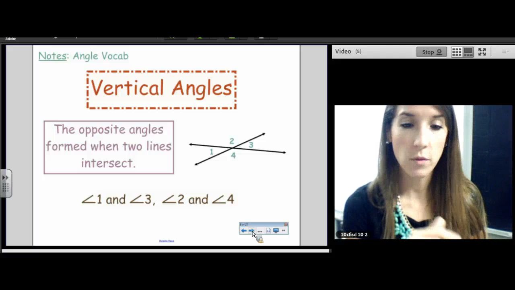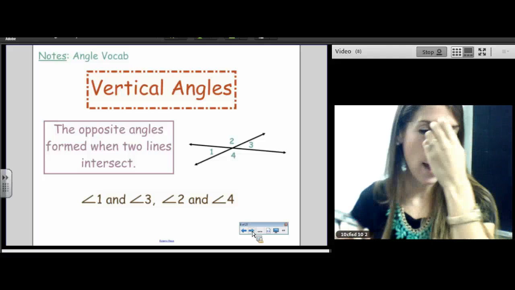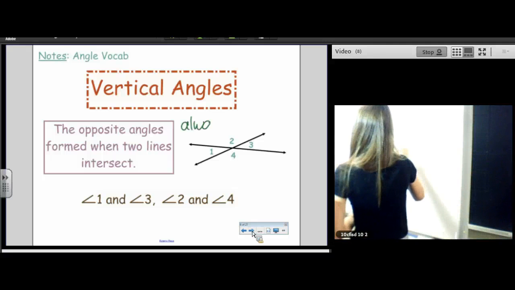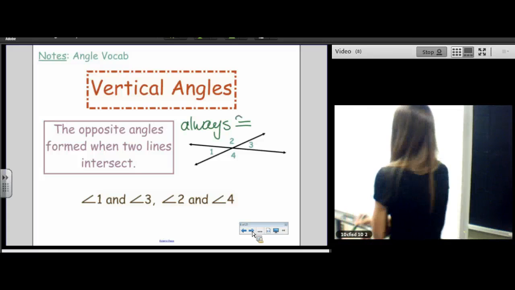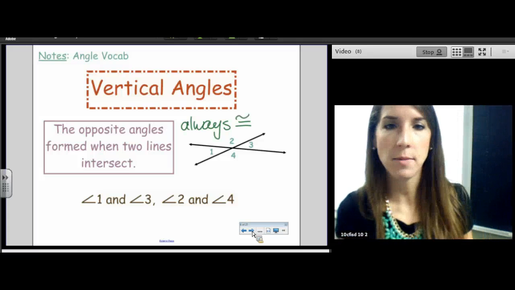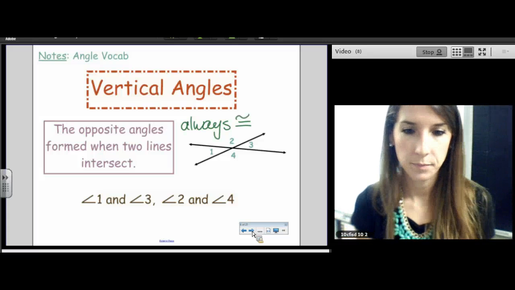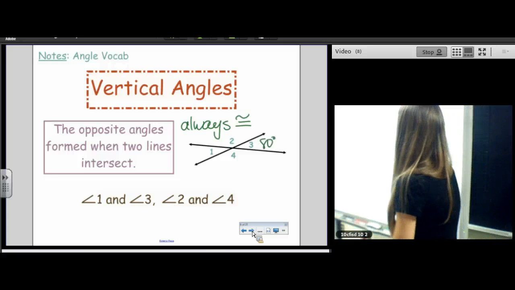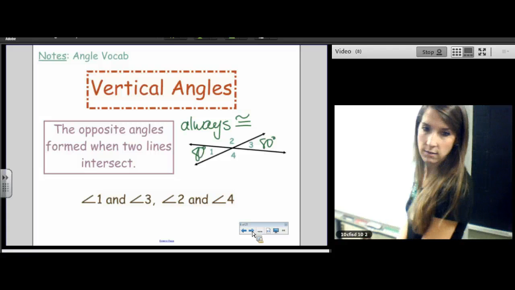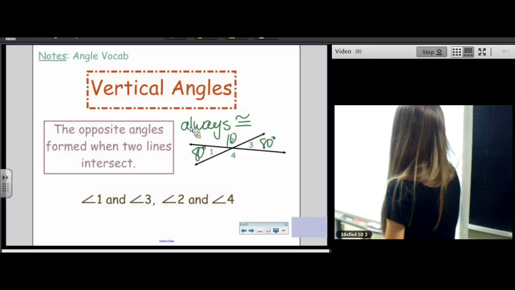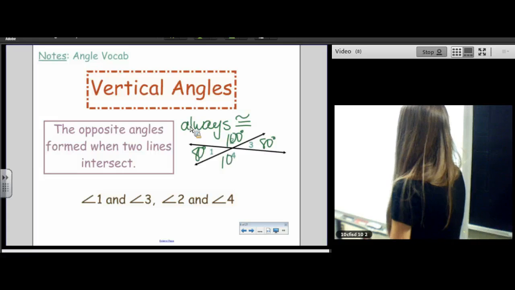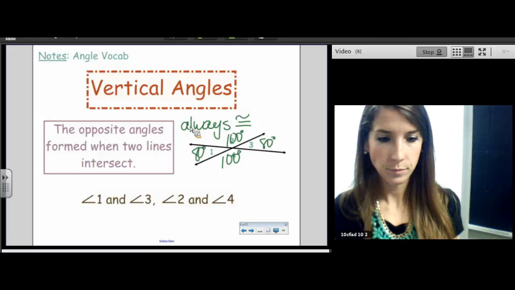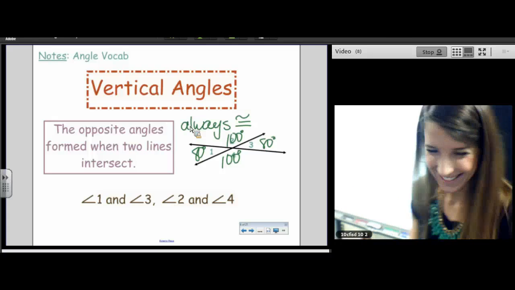are congruent. So find where you wrote vertical angles on your vocab, and I want you to write always congruent. Every time. Every single time they're congruent. So if angle 3 is 80 degrees, then angle 1 is 80 degrees. If angle 2 is 100 degrees, then angle 4 is 100 degrees. Vertical angles are congruent. Every time. Yes. Okay.